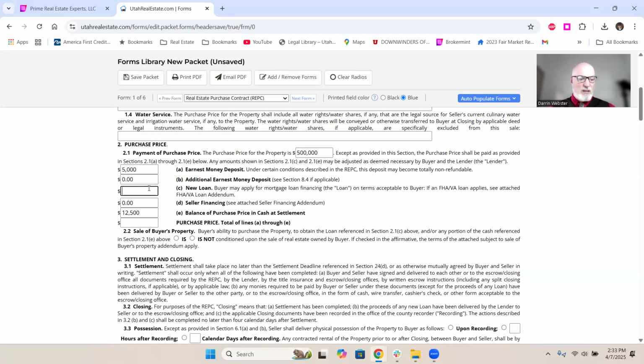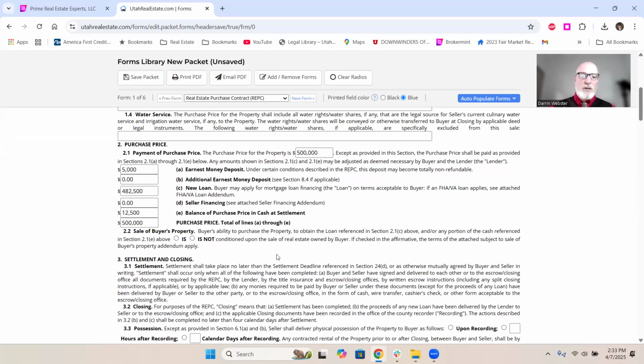Now, great. I still need to know what the loan amount is. So I'm going to do the 500,000, subtract the 17,500 that they're putting for a down payment, and that tells me their loan amount is going to be $482,500. So that when you add all of these, all the upper column up, it should add up to the purchase price right here. Okay.